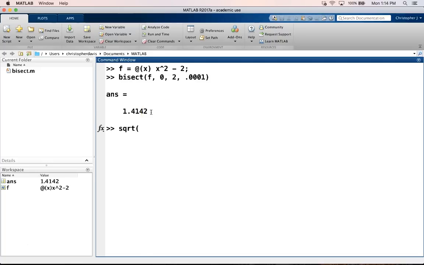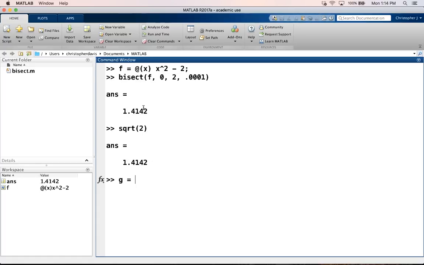All right, and that looks pretty good. Let's test it out. Because what's a 0 of x squared minus 2? So I want some x such that x squared minus 2 is 0. So I want some x such that x squared equals 2. Okay, so an exact 0 of this is square root of 2. And yep, that's the same thing.